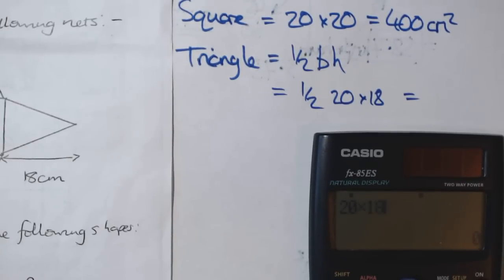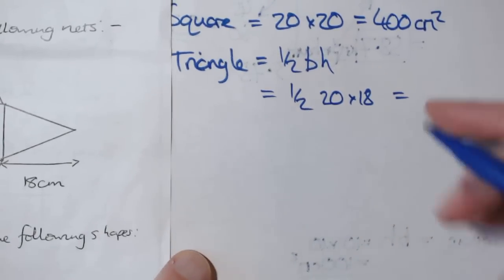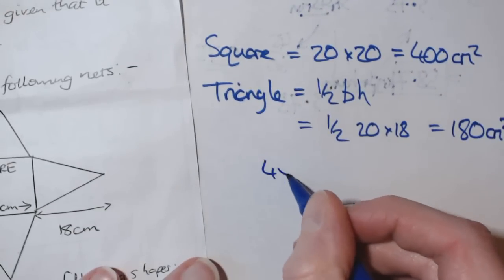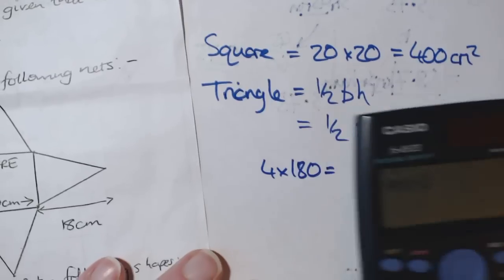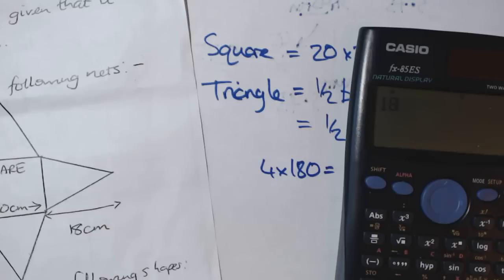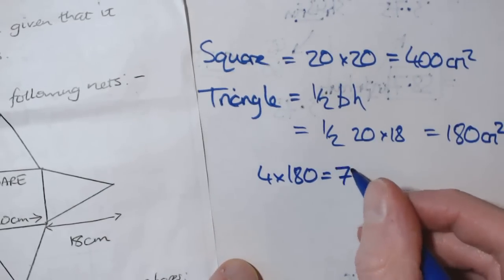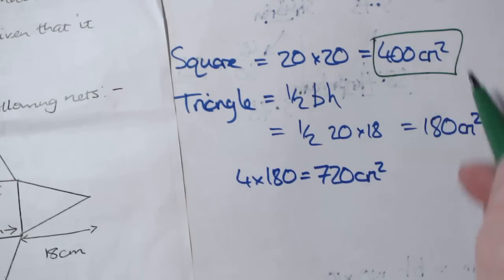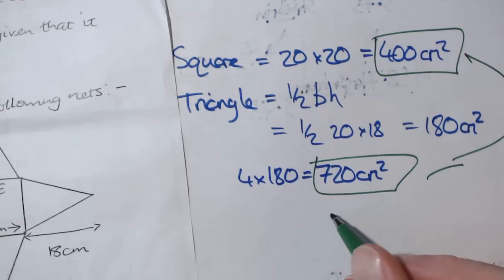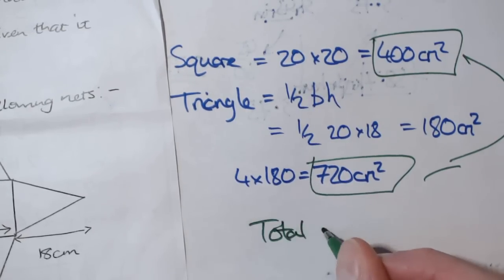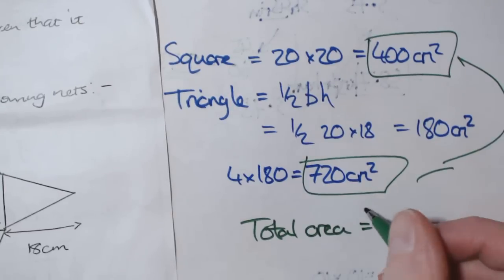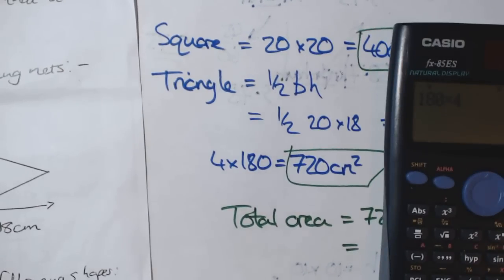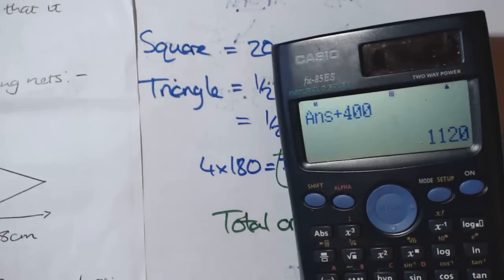Twenty times 18, 5 by 2, that's 180. Obviously there's 4 times 180, so this is for the walls of it all, 180 times 4, 720. Right, so you just want to add that together, right? So that is total area equals 720 plus 400, okay, and hopefully you get this answer there.